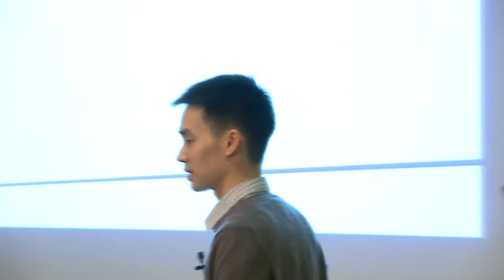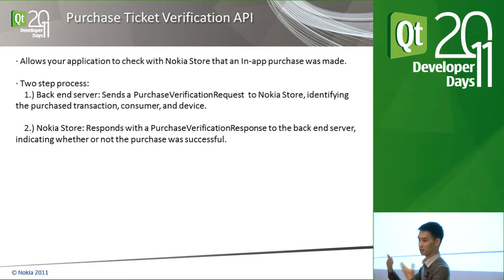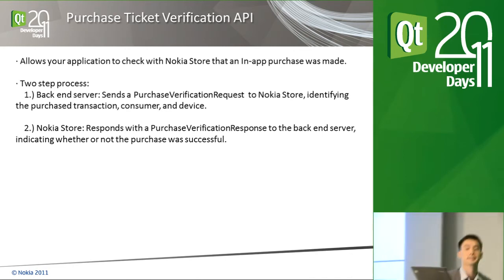The API that can be used is called the Purchase Ticket Verification API. It's a web-based API where you make HTTP requests, and it allows you to determine whether or not the user has purchased it. Based on the get user and device ID hash, as well as the base64 encoded string from the purchase completed callback, with these two pieces of information you can make a request. And I'll show you the syntax.